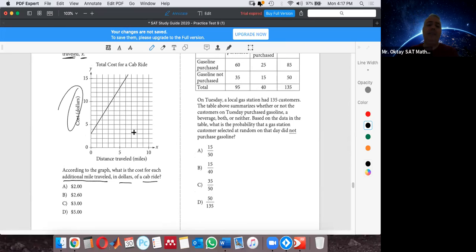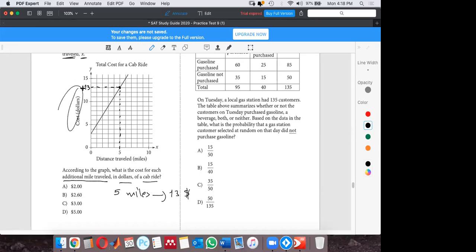Let me use one simple logic, my dear students. Let me take one point. For example, when x is 5, let's have a look together. You follow me? If there's any question, interrupt me and ask me. When you travel 5 miles, how much do you pay? Since the y-axis is cost, you pay this amount: 10, 11, 12, 13. Is it clear? Yes, it's 13.